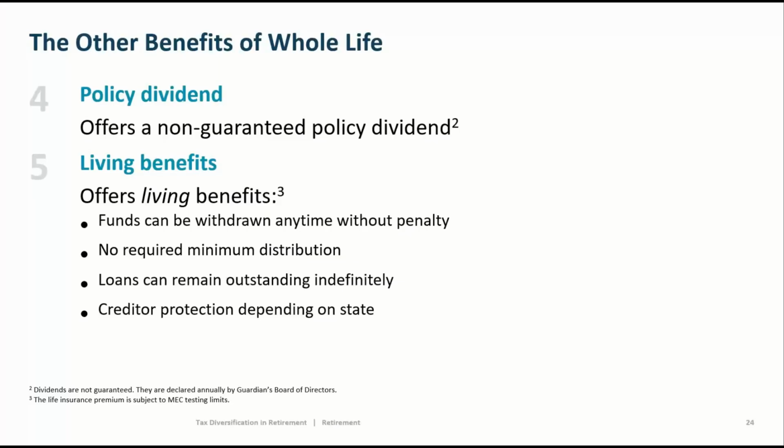There's no required minimum distributions. There's no time where the IRS is going to force you to start taking money out of this. If you've got loans, you don't have to repay them. You can leave them outstanding. And then what happens when you pass away is the loan gets paid first, and then they pay the remaining death benefit to your family.